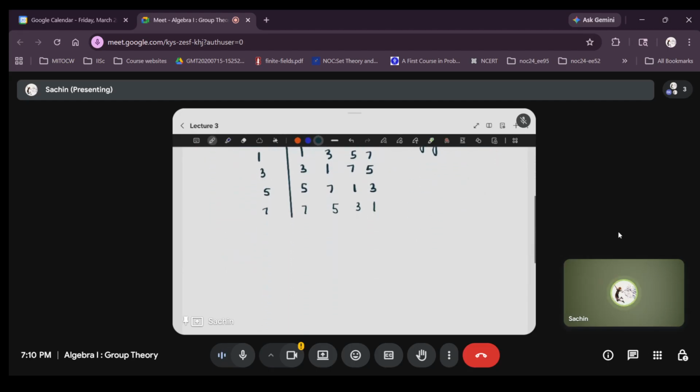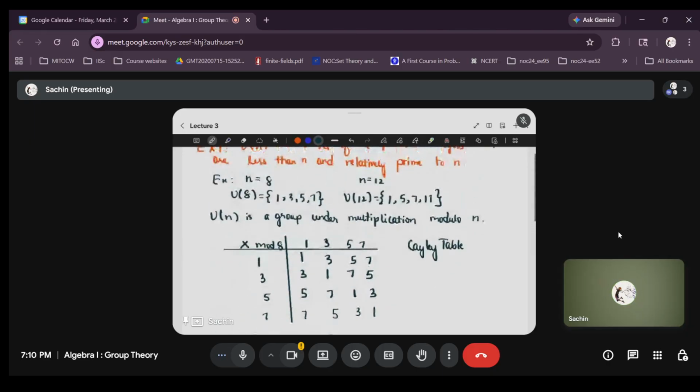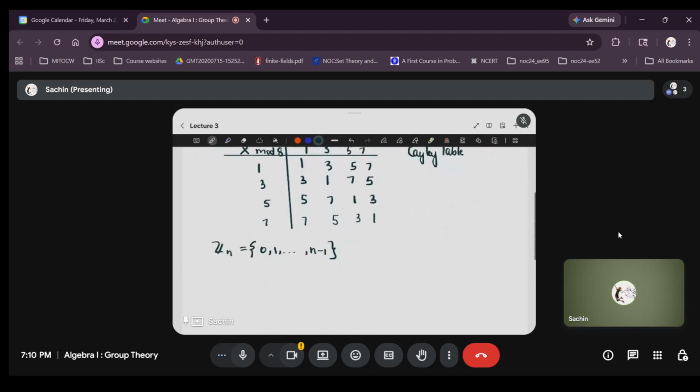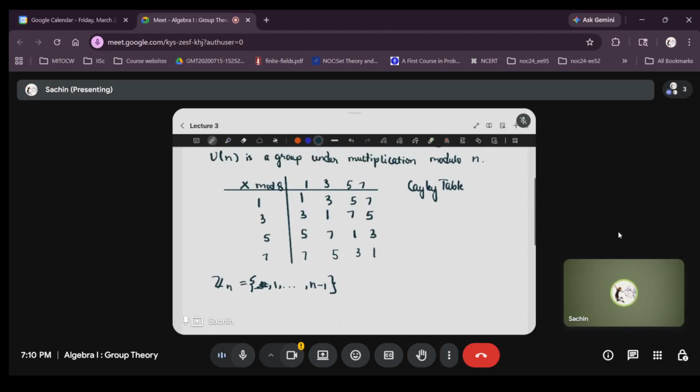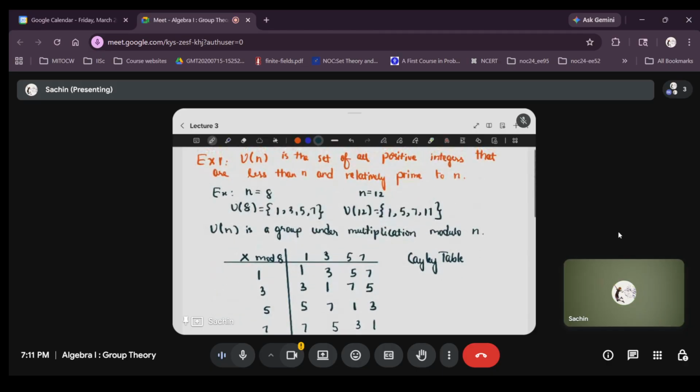Remember, this is not the same as Zn. Zn is the set of all integers less than or equal to n minus 1. That includes integers which are not relatively prime to n also. U of n is, out of all these, you take out 0 and you take only those integers which are relatively prime to n.